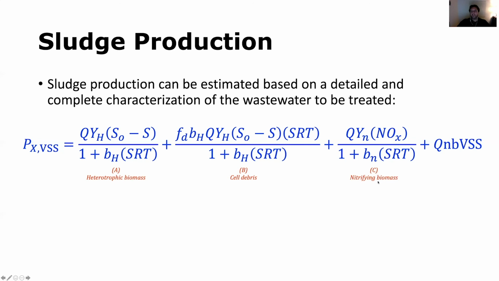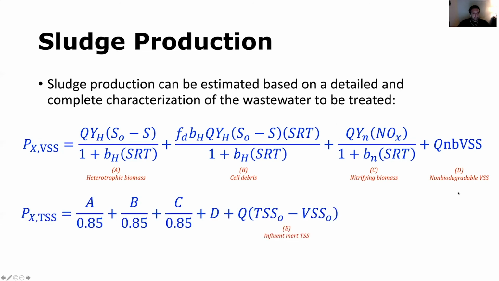The C term is the nitrifying biomass. This would only be relevant in a system where nitrification is taking place. Otherwise, you can just omit this term from the equation. And the final term is a small percentage of the biomass, which is non-biodegradable. All right, in some cases you might see this ignored because it's relatively small. This is the estimated concentration of volatile suspended solids.